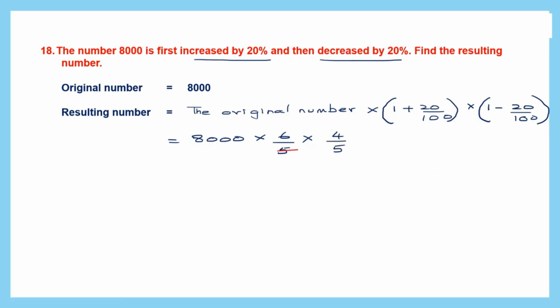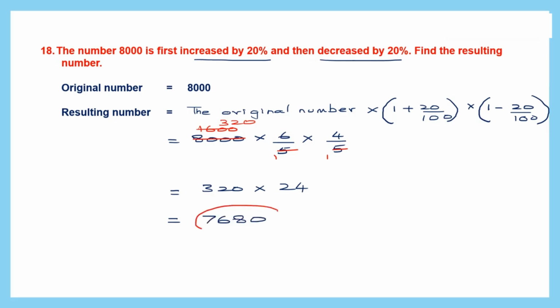So here we can cancel. 5 ones are 5, and 5 into what will give us 8,000? 1,600. Now again we can cancel 5 and 1,600. That is 5 ones are 5, and 5 into 320 is 1,600. Now what do we have? We have 320 into 6 into 4. 6 fours are 24. So 320 into 24. So that will be 7,680. So this is our answer.